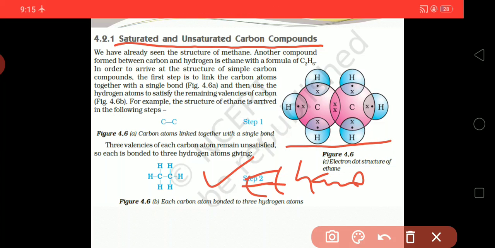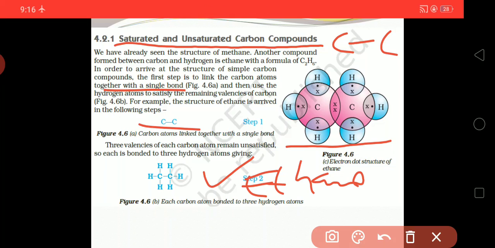In order to arrive at the structure of a simple carbon compound, the first step is to link the carbon atoms together with a single bond. Here you can see that we have bonded both carbons with each other by a single bond. Then use the hydrogen atoms to satisfy the remaining valency of the carbon.